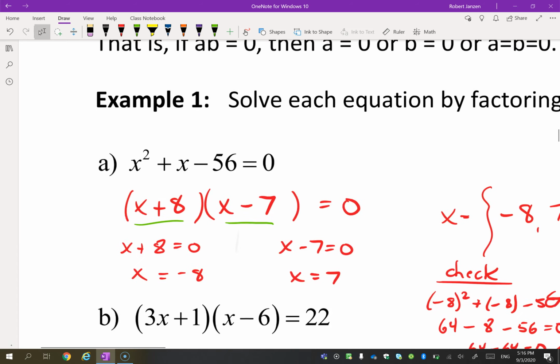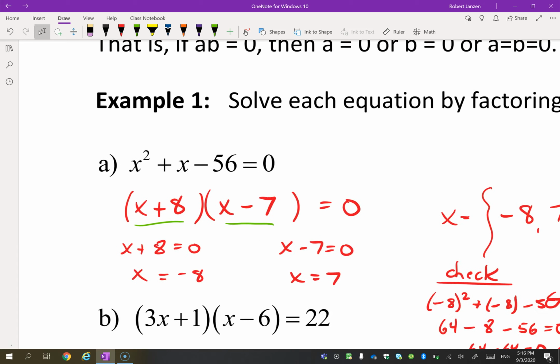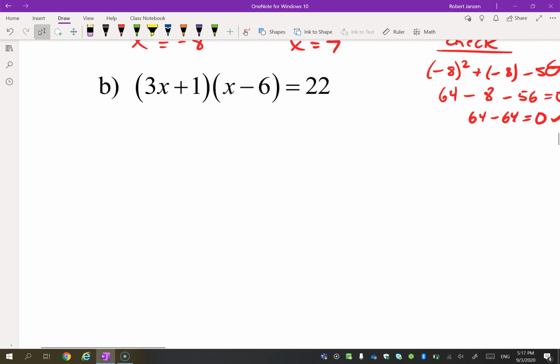We're going to take a trinomial and factor it. That's one method to solve for x. Let's try this one. Can I do the same thing here? Can I just say 3x plus 1 equals 22 and x minus 6 equals 22? No, you cannot. This only works if the product is 0.